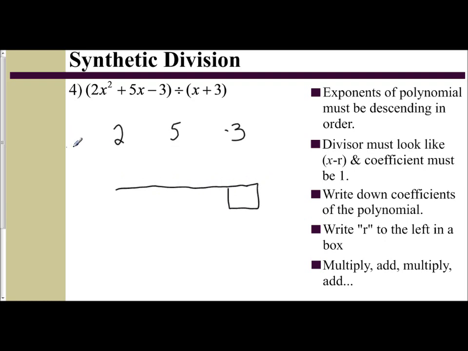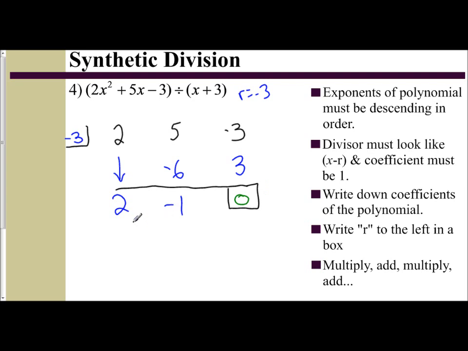Now I'm going to find my R value and put it in this little corner box. It's the opposite of what I see. X plus 3, that means your R is a negative 3. Drop down the first term. Negative 3 times 2 is negative 6. 5 and negative 6 is negative 1. Negative 3 and negative 1 is positive 3. Negative 3 plus 3 is 0, and so 0 is my remainder.